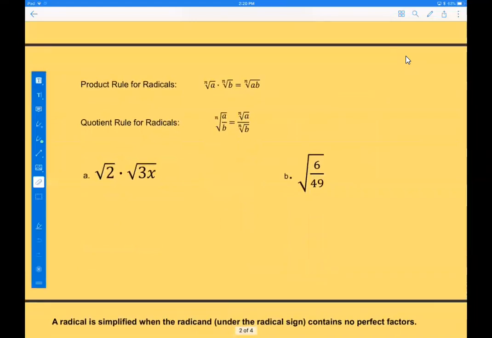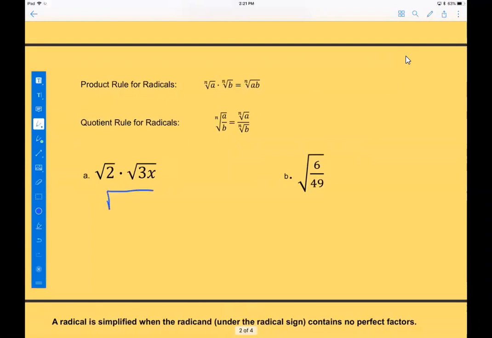The product rule for radicals states that if we have the same radical, like both square roots or both cube roots, when we multiply we can multiply what's under the radical, the radicand, together. And with the quotient rule, the same applies with division. We can split the numerator and the denominator into two separate radicals. So our first example, we're going to get the square root of 2 times 3, which is the square root of 6x.